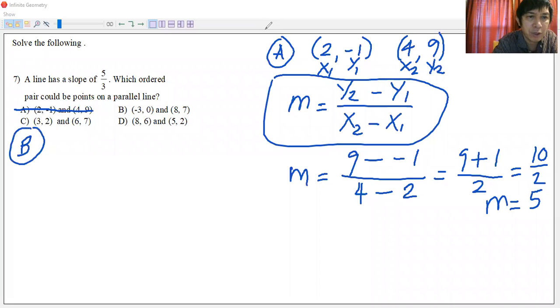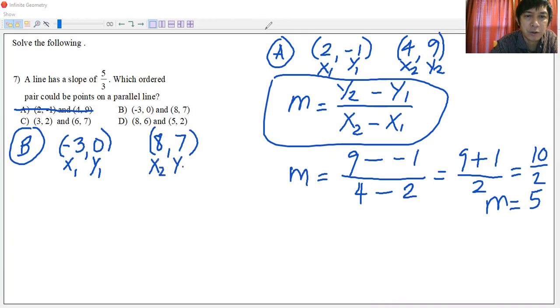We have here -3, 0. Let's take this as our x1, y1, and let the second point 8, 7 be our x2 and y2. Remember, a given point is always x, comma, y. So our x1, y1 is the first point.